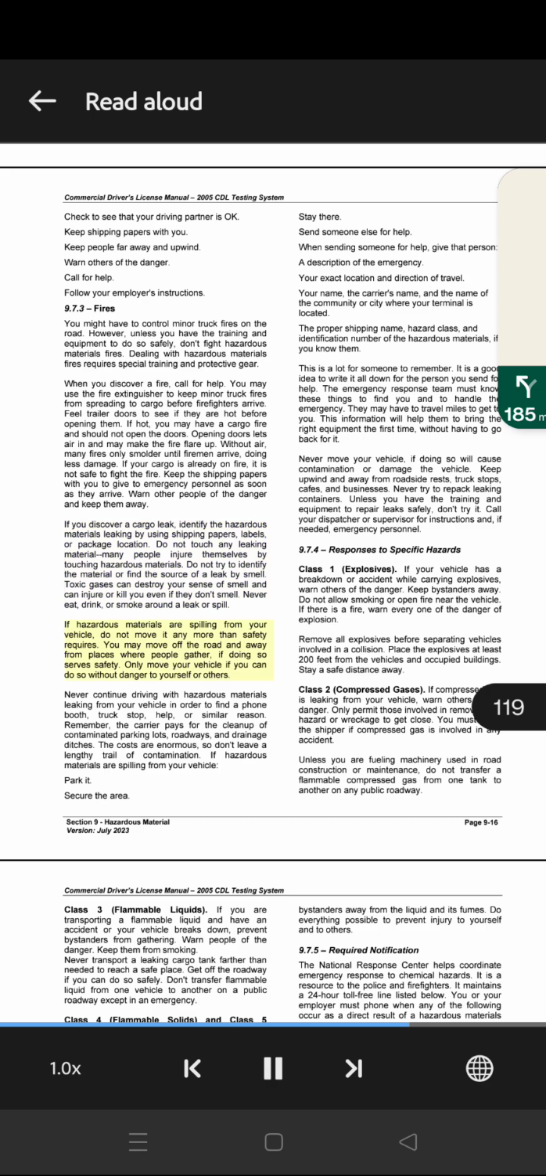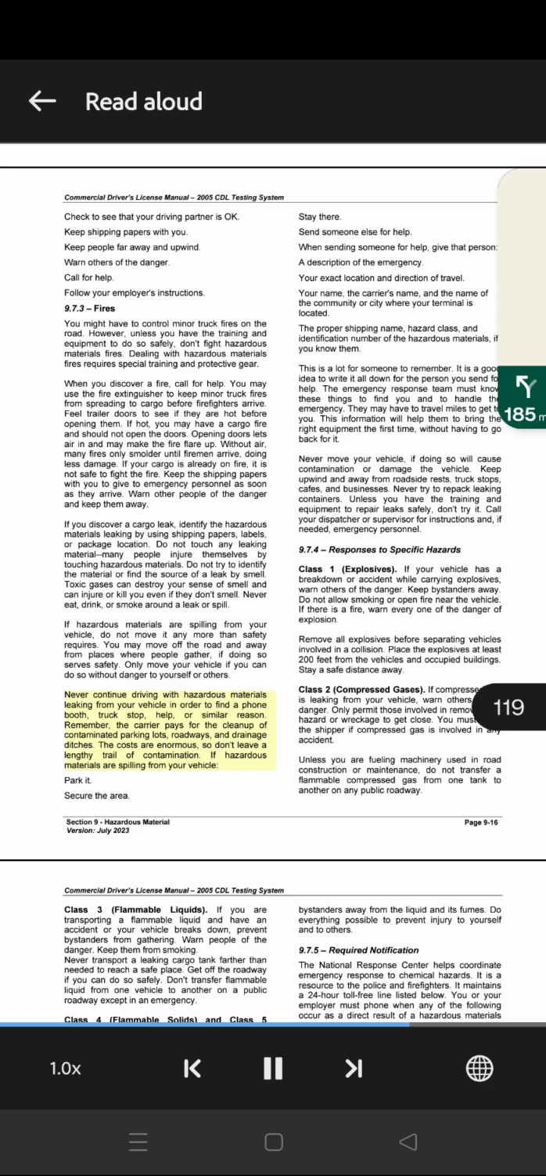If hazardous materials are spilling from your vehicle, do not move it any more than safety requires. You may move off the road and away from places where people gather, if doing so serves safety. Only move your vehicle if you can do so without danger to yourself or others. Never continue driving with hazardous materials leaking from your vehicle in order to find a phone booth, truck stop, help, or similar reason. Remember, the carrier pays for the cleanup of contaminated parking lots, roadways, and drainage ditches. The costs are enormous, so don't leave a lengthy trail of contamination.